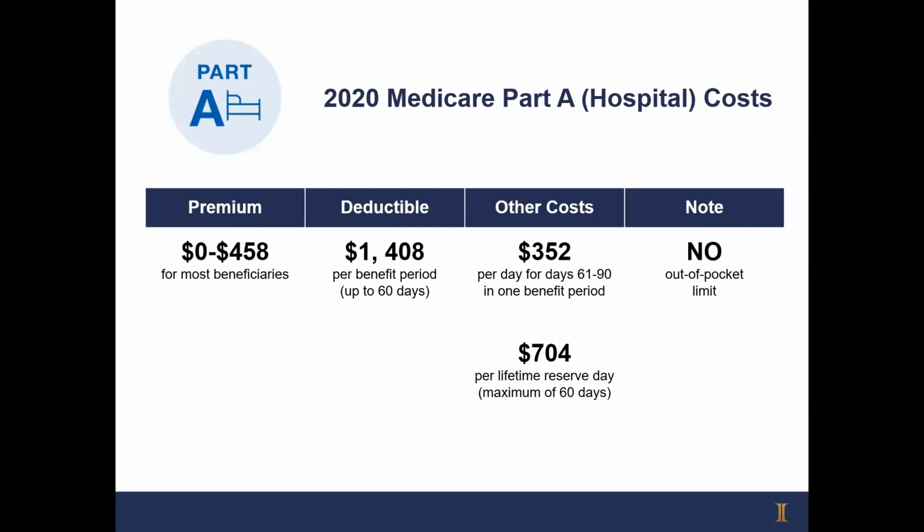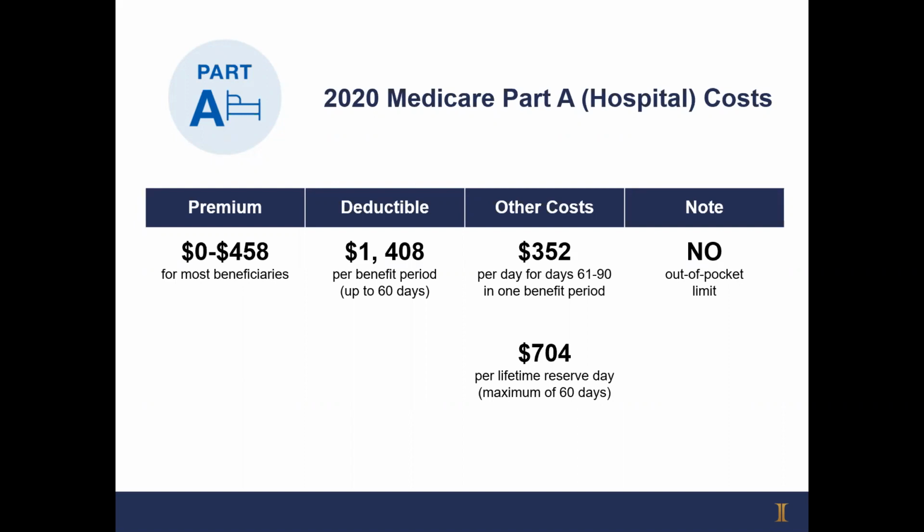And here's a look at some of the costs for 2020 for the Medicare Part A, which usually is $0 for most beneficiaries. And that is going back to where I had mentioned that Part A is covered by the Medicare tax that we pay during our years of work. So most people qualify for that $0 premium. If you do not qualify for that $0 premium, it can go all the way up to $458 a month for Part A, which you don't see that very often.